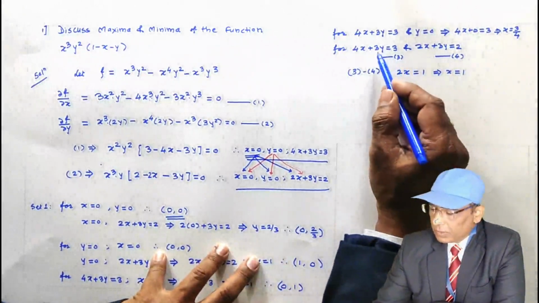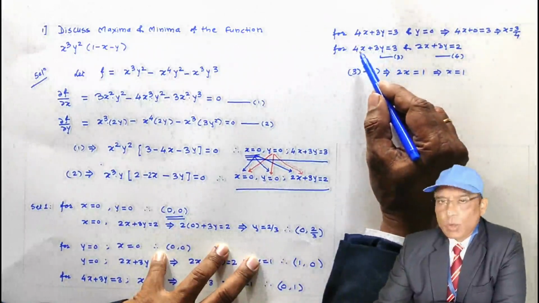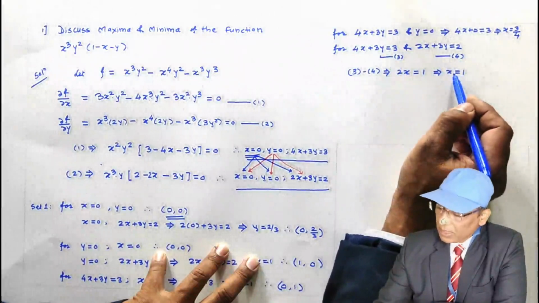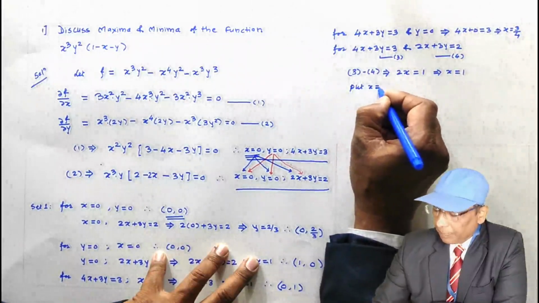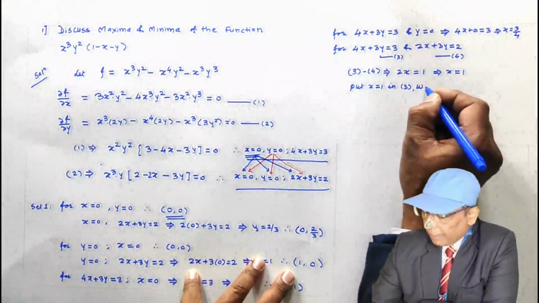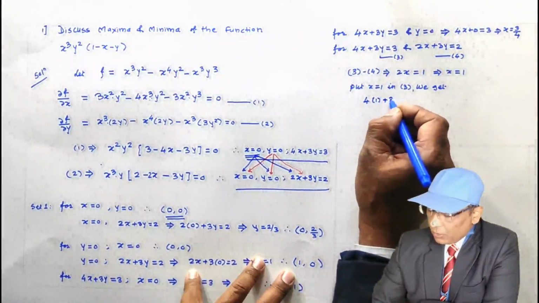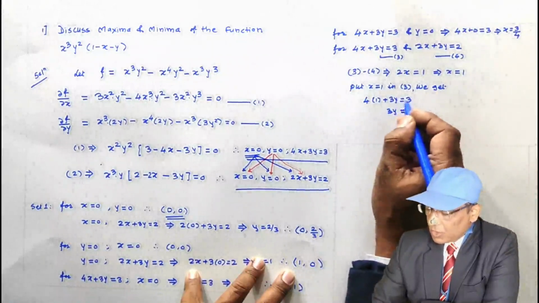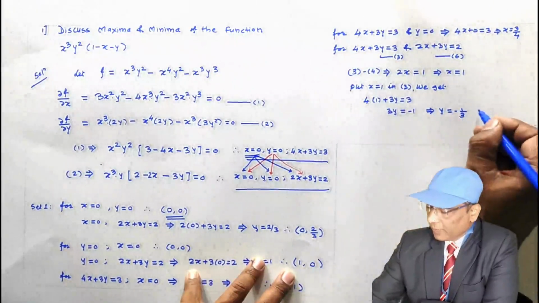Now, I subtracted this equation from this and I got the value of x. And you can find out the value of y, or put the value of x in equation 3 or in equation 4, you will get the value of y. Put x equal to 1 in equation 3, or you are free to put in equation 4 also. So what we get? 4 into 1 plus 3 into y is equal to 3. This implies 3y is equal to 3 minus 4 is minus 1 and this implies y equal to minus 1 by 3. And in this way, we have obtained the point.